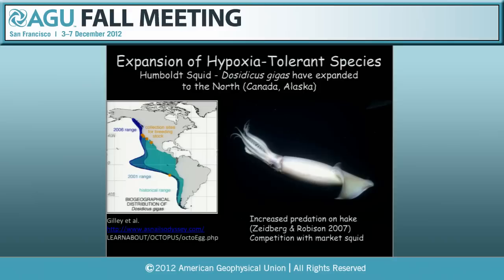There are some animals that like low oxygen, and the Humboldt squid, sometimes called the giant squid, Dosidicus, is one of these. It's expanded its range tremendously up into Washington, Canada, and even Alaska, with probably some major changes in the food web as a result.